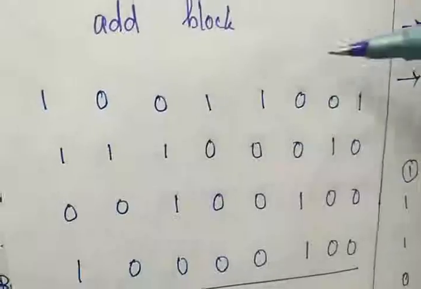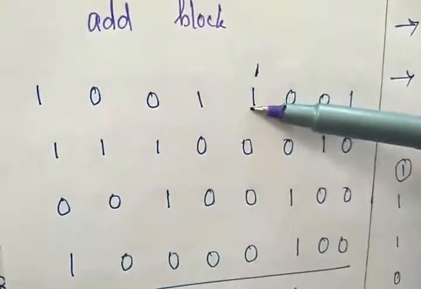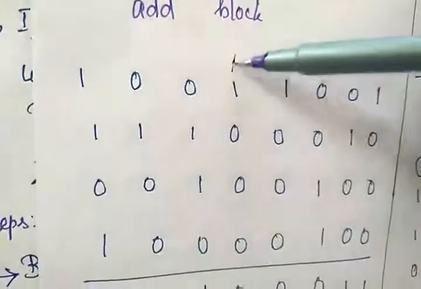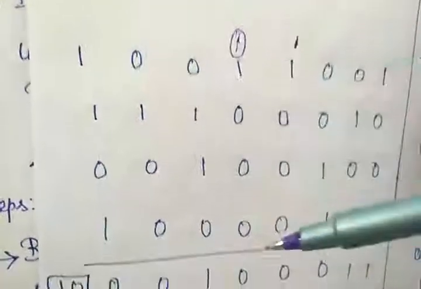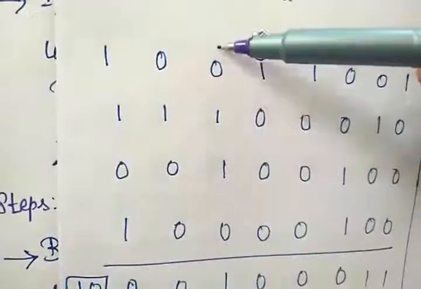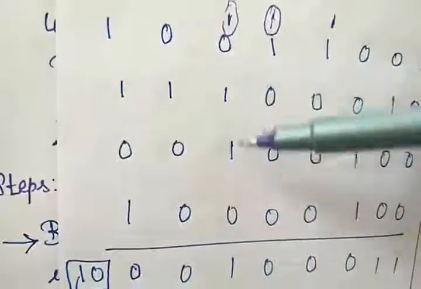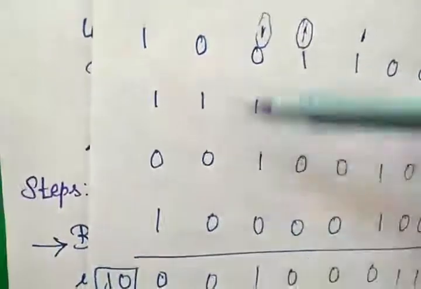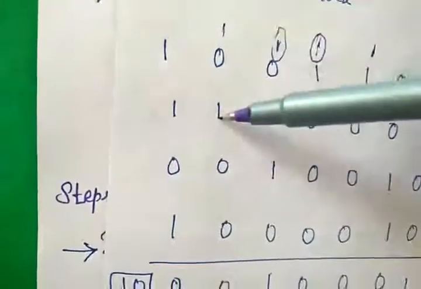The carry is 1. Next, 1 plus 1 is 10, so 0, the carry is 1. Next, 1 plus 1 is 10, 0, the carry is 1. 1 plus 1 is 10, 10 plus 1 is 11, so here 1, the carry is 1. Next, 1 plus 1 is 10, 0, the remaining carry is 1.